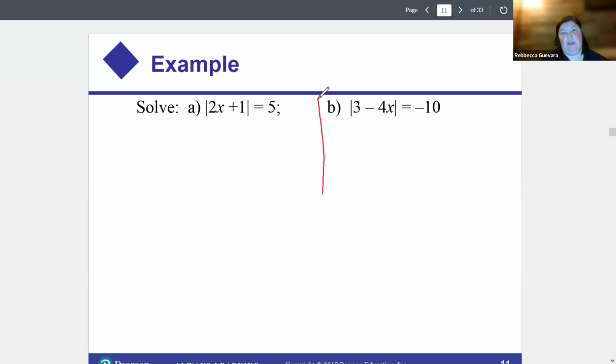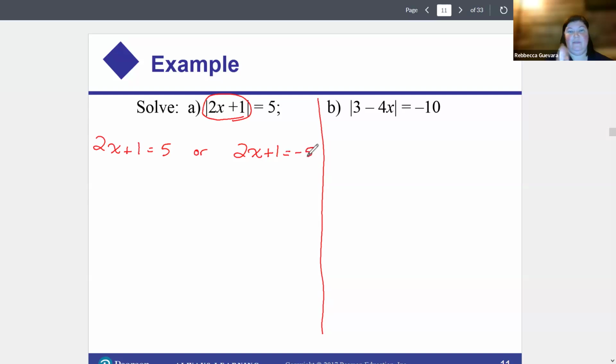So we're going to work on some equations this time. So for A here, I have the absolute value of 2x plus 1 equals 5. And remember, we used that one with X minus 3 equals 5, so we kind of have a hint what's going to happen here. We have two options. Everything that's in the absolute value either is going to equal 5 or it is equal to negative 5. So we're going to get these two different equations, and then we are going to have to solve them.